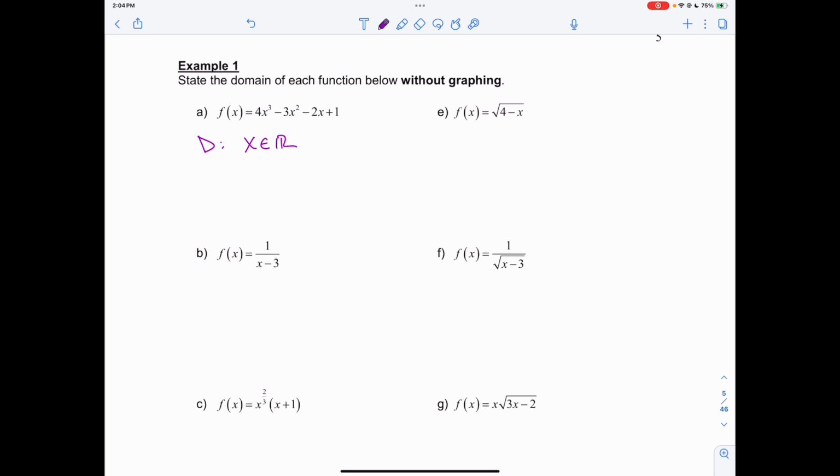If I'm given a rational function, then the domain is going to be restricted based on that denominator where it can't equal 0. So I can say that the domain is going to be built upon the fact that x minus 3 cannot equal 0, which means that x could not equal 3.